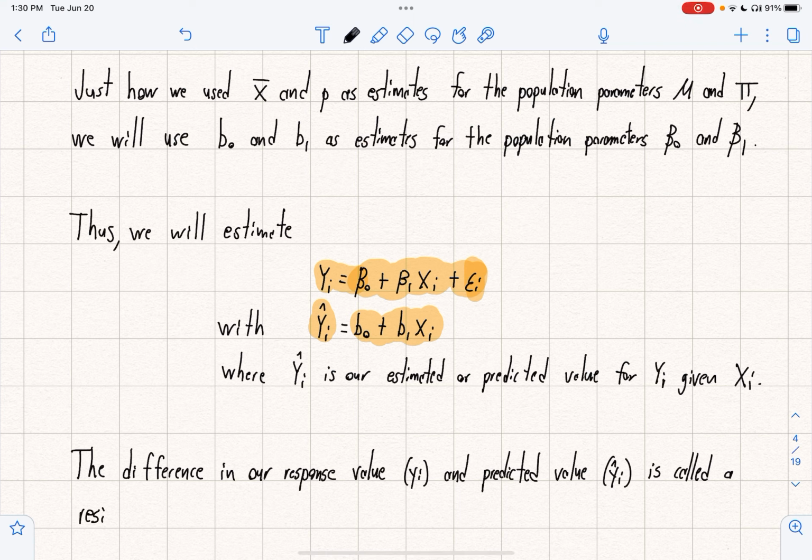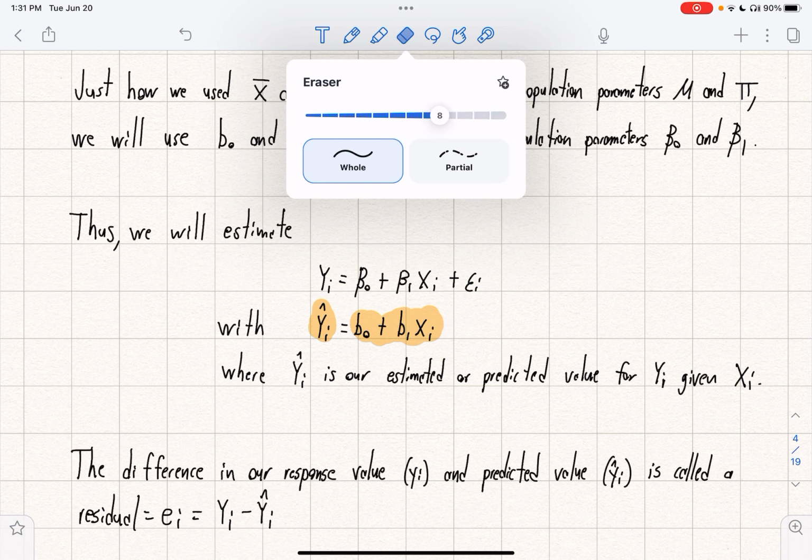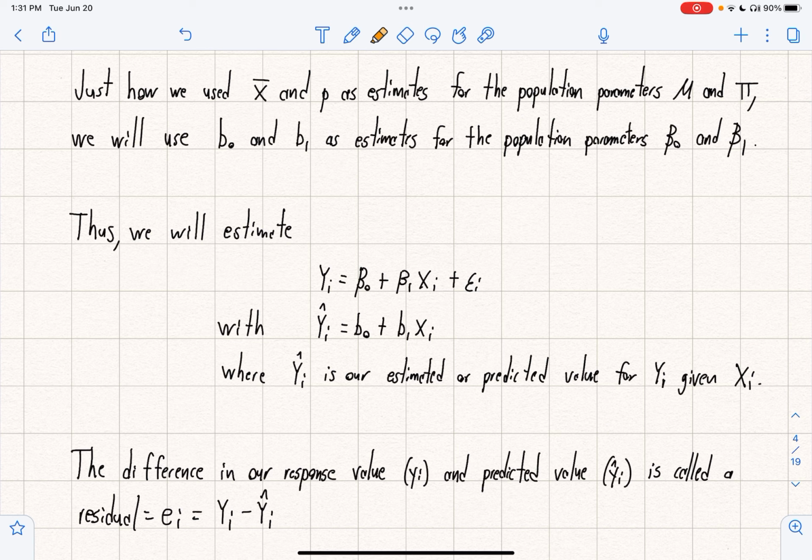So residual. We'll just refer to it as ei, which is equal to yi minus yi hat. So the residual is basically telling us how inaccurate our predicted values are. It is the difference between the actual value of y, the response value, and the predicted response value, y hat.